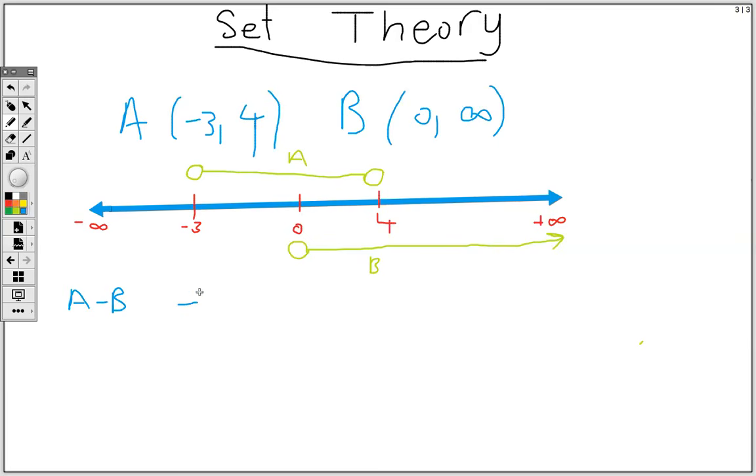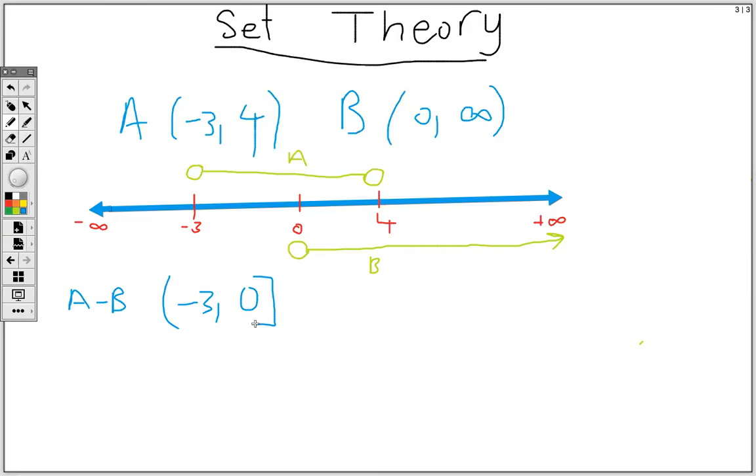So we know it's going to be negative 3 and 0 because that's the region where we're not seeing any overlap. The only thing we have to look at is a bracket. Now at negative 3, it automatically is not using it, so I know it's going to be open. Now at 0, because it is open at 0 for B, then it means we can have it being closed for A only.